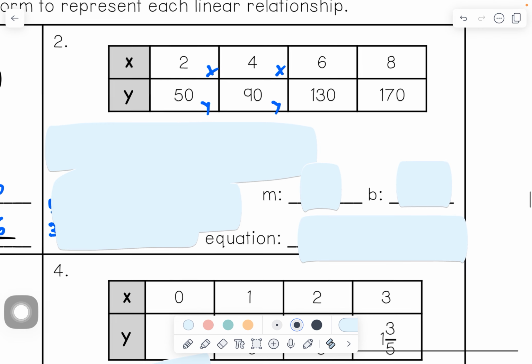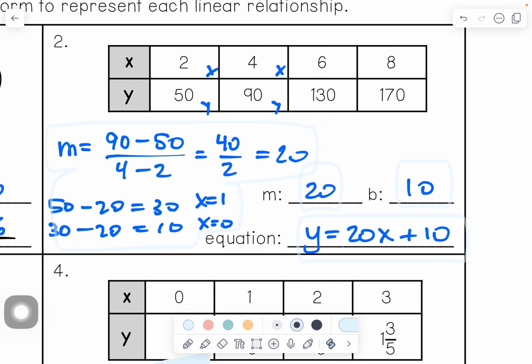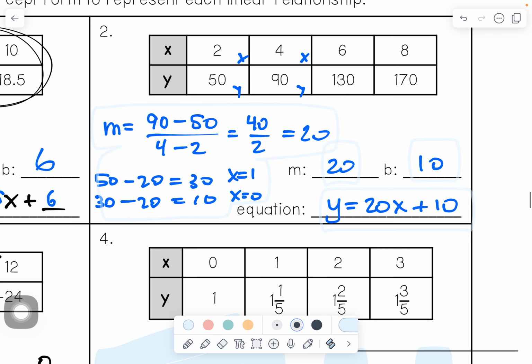All right, welcome back. Number 2, here we go. Right, so I had to use my formula to find m, 90 minus 50 over 4 minus 2, so that gave me an m value of 20. All right, if I follow the pattern here, 8, 6, 4, 2, 0 would be my next one. And it looks like my y values are counting down by 40s, right? So if I count 40 back from 50, I'll be at 10. All right, so my equation ends up being 20x plus 10 for that one.